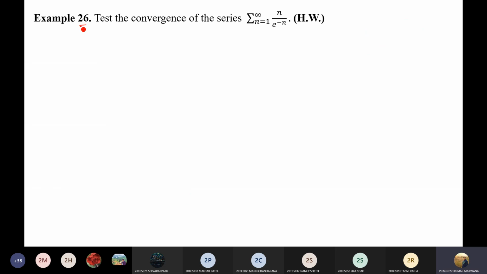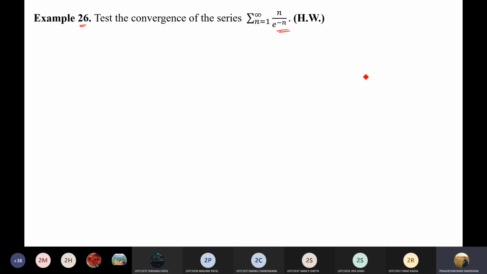Now everyone try to solve this example within 5 to 10 minutes. Test the convergence of this series: n equal to 1 to infinity of n upon e raised to minus n. Sir, divergent. Okay, one answer is divergent.